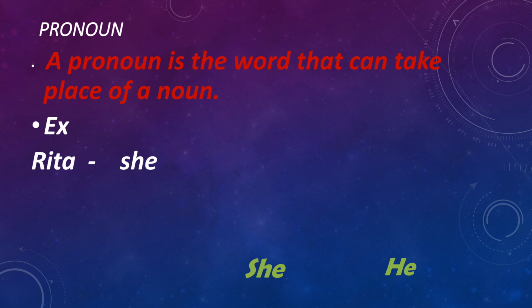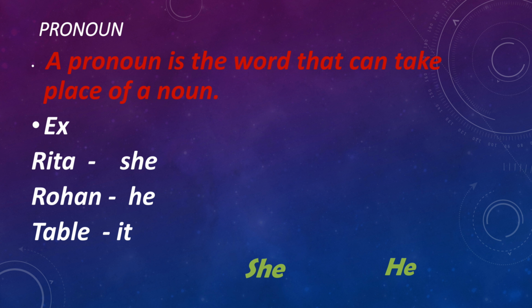Let's take examples. Rita. In the place of Rita, we can use the pronoun she. Rohan. Rohan is a noun and we can use the pronoun he in place of Rohan. Table. Table is a non-living thing and it is a noun. So, here we can use the pronoun it. Children. Children is a noun and we can use the pronoun they.